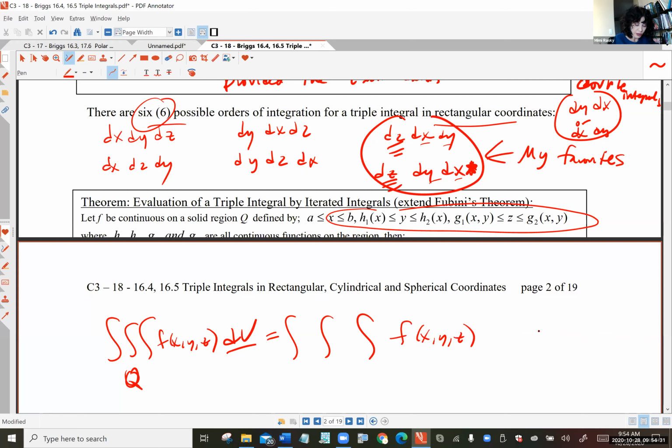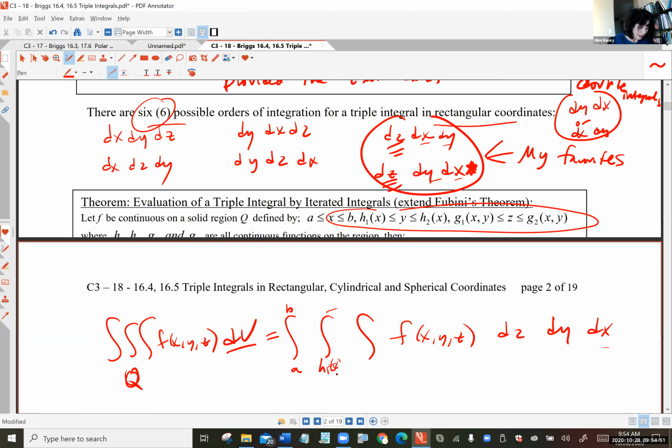If I choose my personal favorite, dz dy dx, the outermost integral is going to have pure numbers, a and b. The innermost integral could have pure numbers, or it can have variables, but only with respect to the outermost variable of integration. So you be very careful.